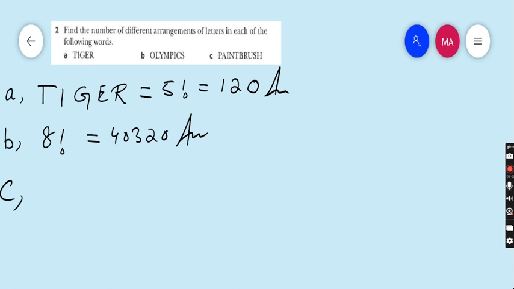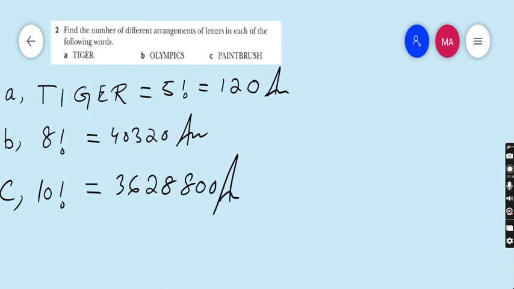Paintbrush. How many letters in paintbrush? Count 1, 2, 3, 4, 5, 6, 7, 8, 9, 10. So there should be 10 factorial arrangements. What is the answer of 10 factorial? 3628800. This is the answer of part C. So very easy. Move to question number 3.